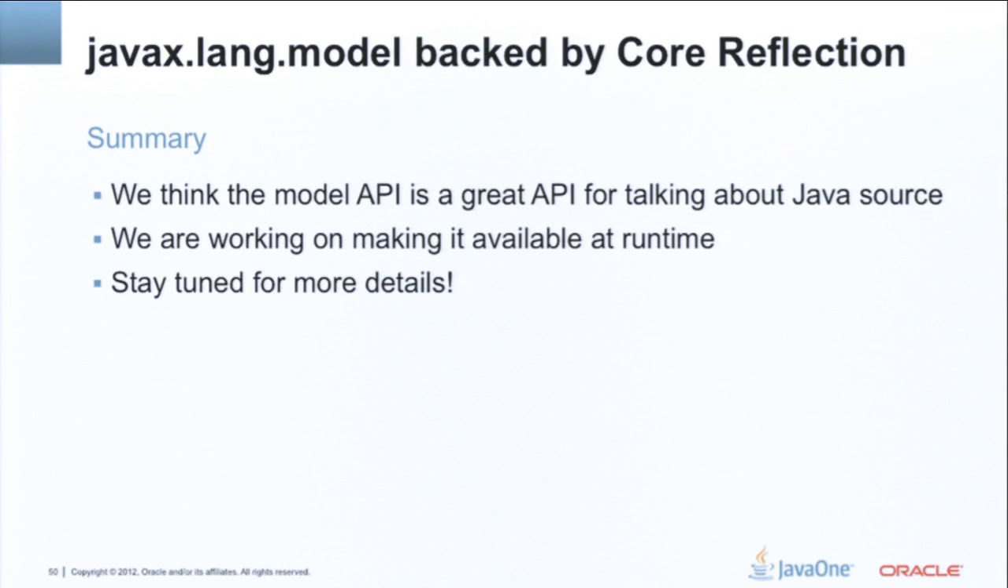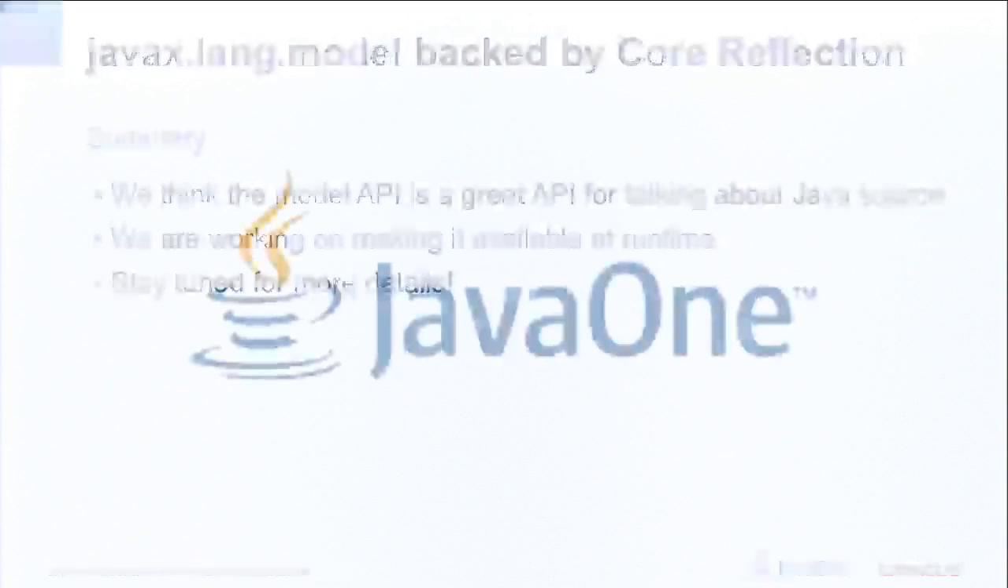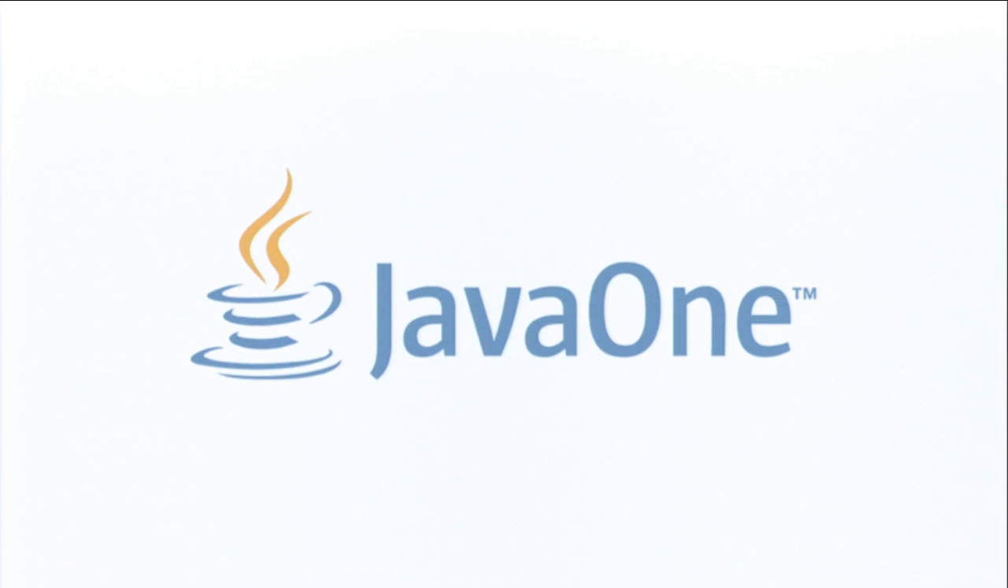So, javax.lang.model backed by core reflection. It's my favorite API. We think it's a great API to talk about Java source at a much more suitable abstraction level. We are working to make it available at runtime, and you have to stay tuned for more details. All right, that's my last slide. Any questions?